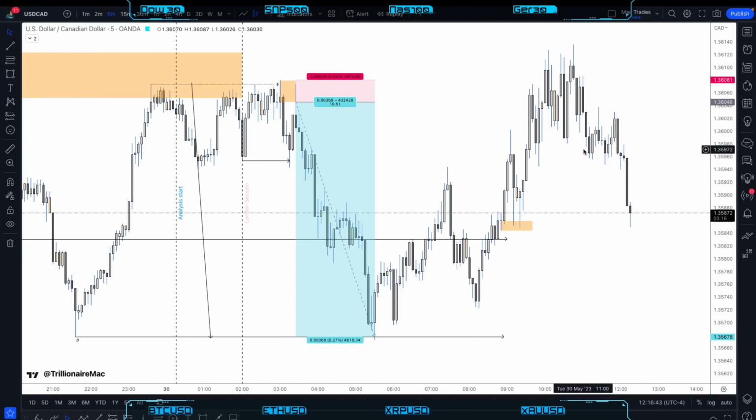Now, this trade here could have passed any number of funded challenges for you guys, so I'm going to try to go into as much detail as possible without going into mentorship type of information. Now let's go ahead and break this down.